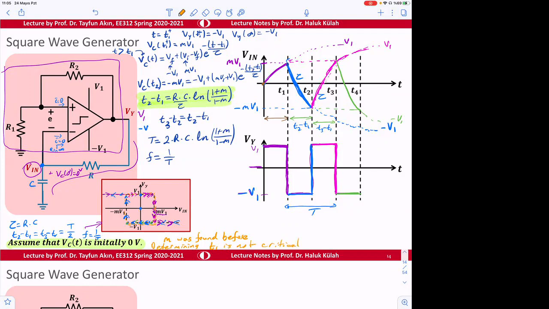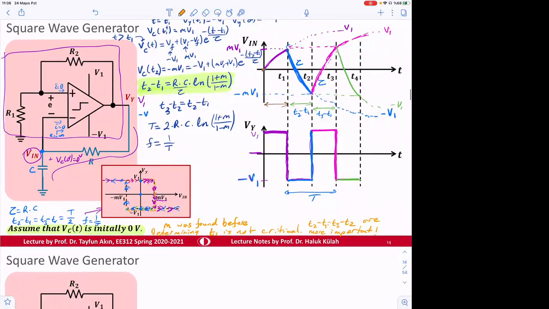Okay, so we had to start from somewhere with one assumption, so that's what we did. And so it was more important that T2 minus T1, which is equal to T3 minus T2, are more important. So that's what we can do to determine this square wave generator.